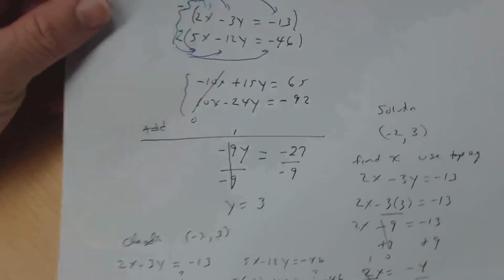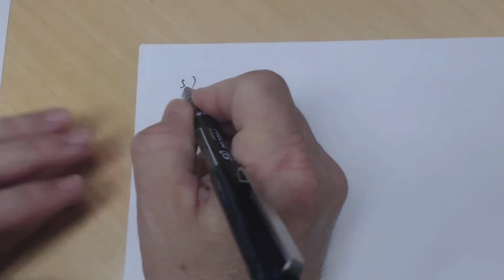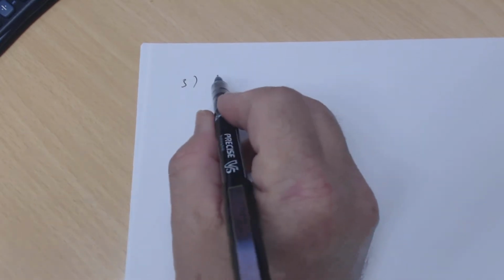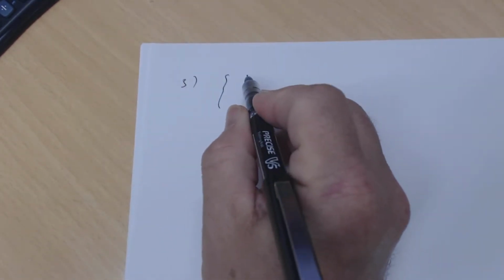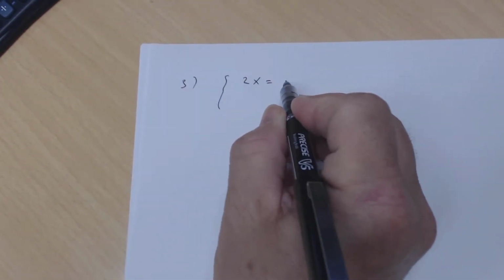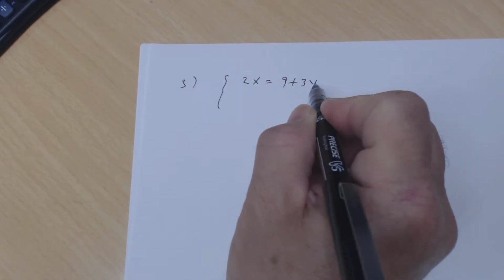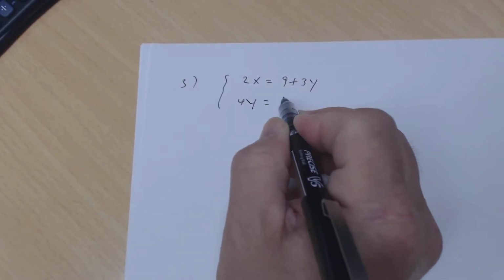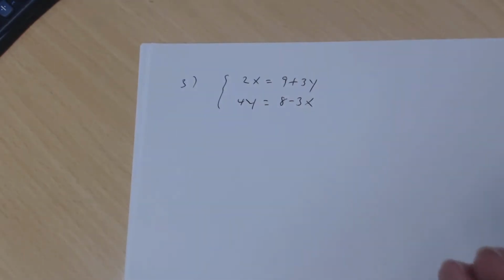All right, number 3. Let's see what we get in number 3. Number 3 is going to be this one. We have 2x equals 9 plus 3y, and we have 4y equals 8 minus 3x.